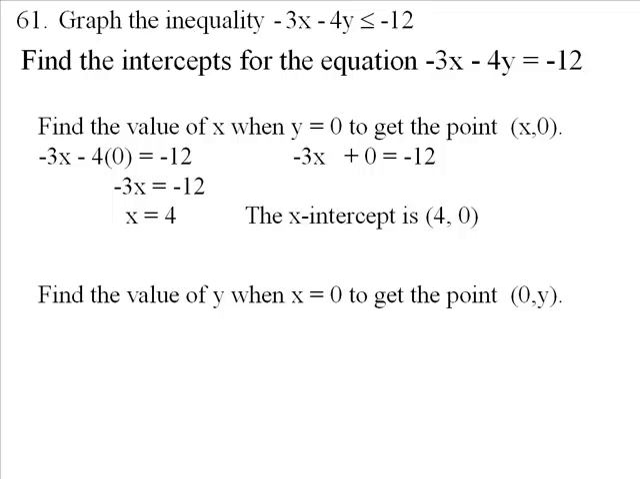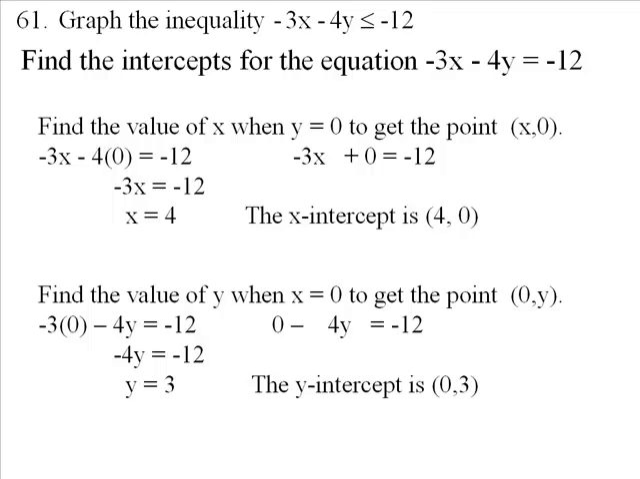So we'll take negative 3x minus 4 times y equals negative 12. And in place of the x, we're going to put a 0. So negative 3 times 0, and then we'll find out what y is. Negative 3 times 0 is 0, so you're going to have 0 minus 4y. And 0 minus 4y is negative 4y. So negative 4y is negative 12. Now we're going to divide both sides of the equation by negative 4. Negative 12 divided by negative 4 is going to be 3. So your y-intercept is 0, 3. My x-intercept is 4, 0. My y-intercept is 0, 3.